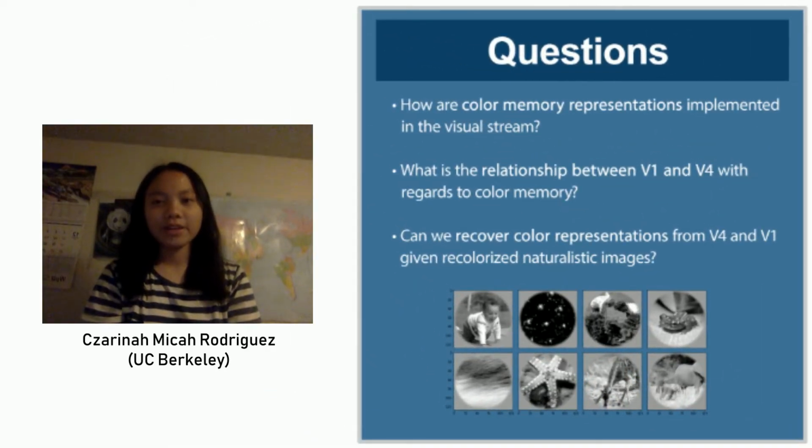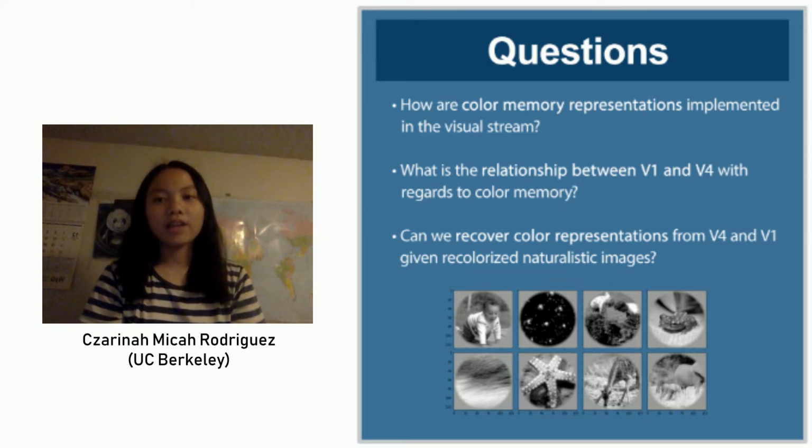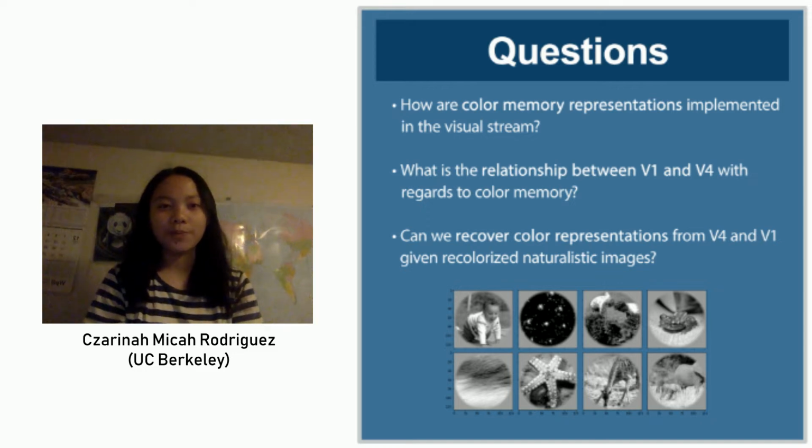Hello everyone! Our project is about color memory representations in V1 and V4. We used the K-Gallant dataset, which consists of fMRI data from humans while they view naturalistic gray images. Our goal was to determine how color memory representations are shared between V4 and V1 and to try to decode these colors using the fMRI voxels. Examples of the gray images are shown here.